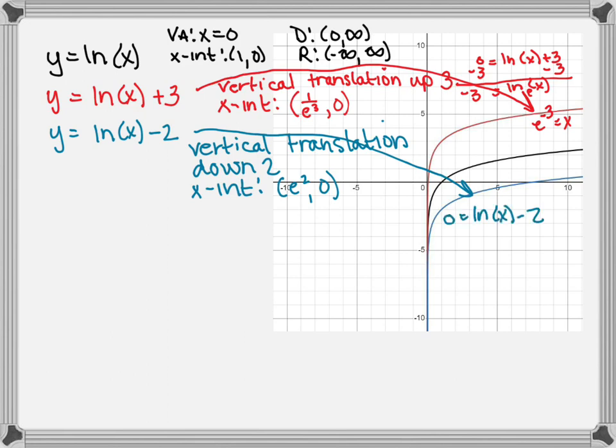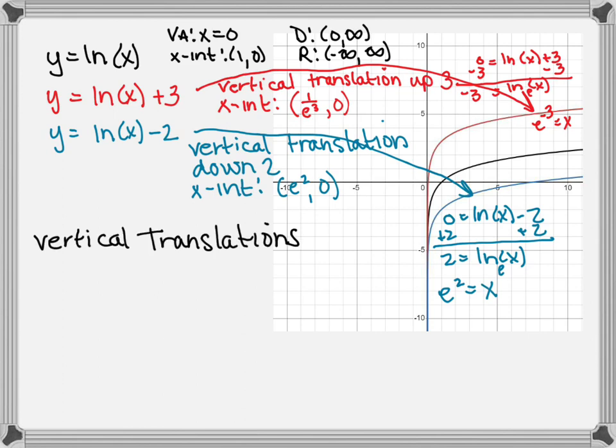So we have 0 equals the natural log of x minus 2. If I add 2 to both sides, I get 2 equals the natural log of x. And we'll convert this to exponential form. Our base is e, so it becomes e squared equals x. And that's where my x-intercept came from.